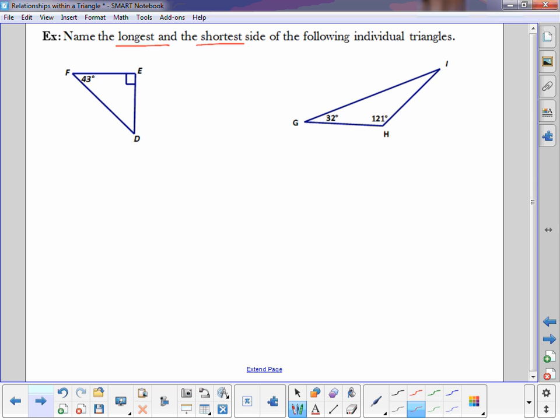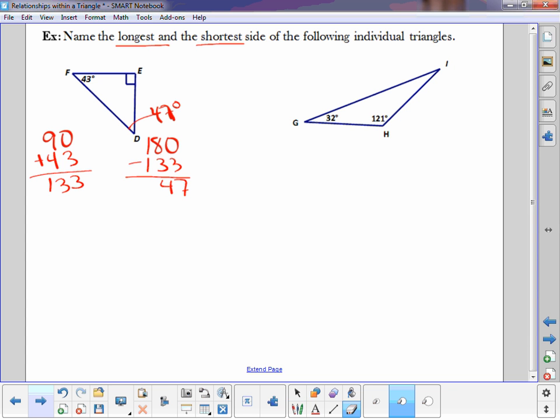Teresa? So you would add the 90 to the 43, and then you would get 133. Alright. And then you would do 180 minus 133 and get 47. Are we good with that? Questions on that? Now for this particular problem, because it's a right triangle, I could have also just said 90 minus 43 to get that 47. But again, keep in mind all three angles have to be 180.